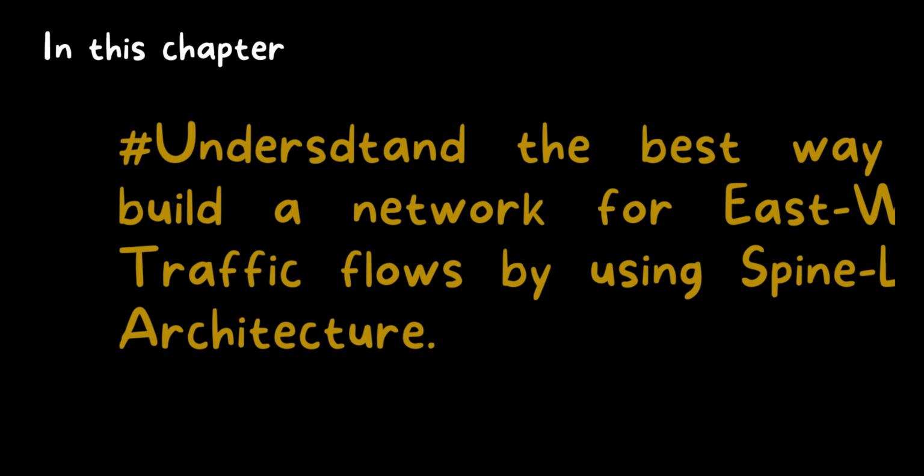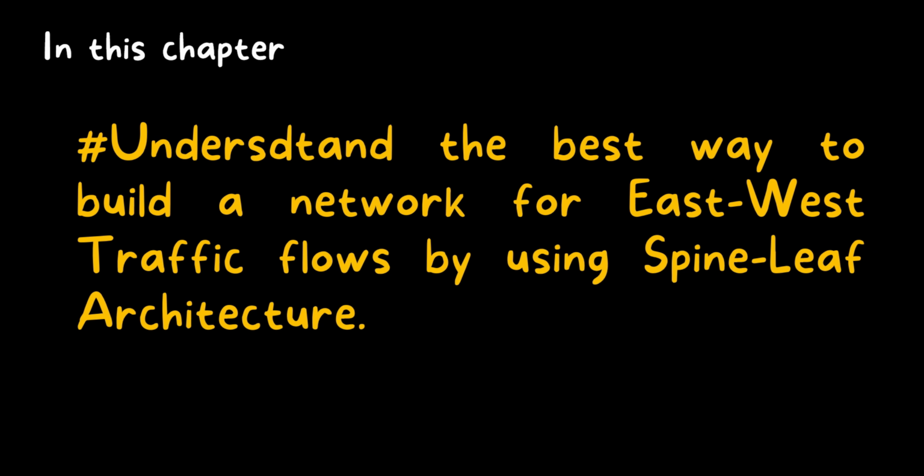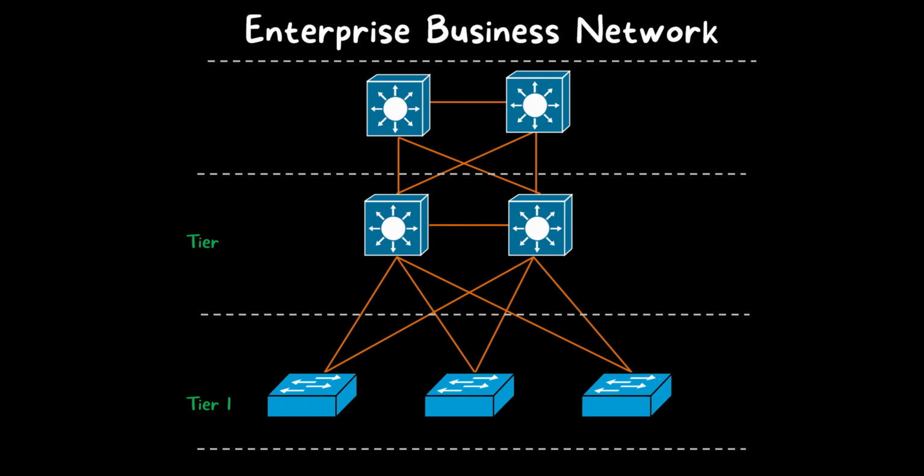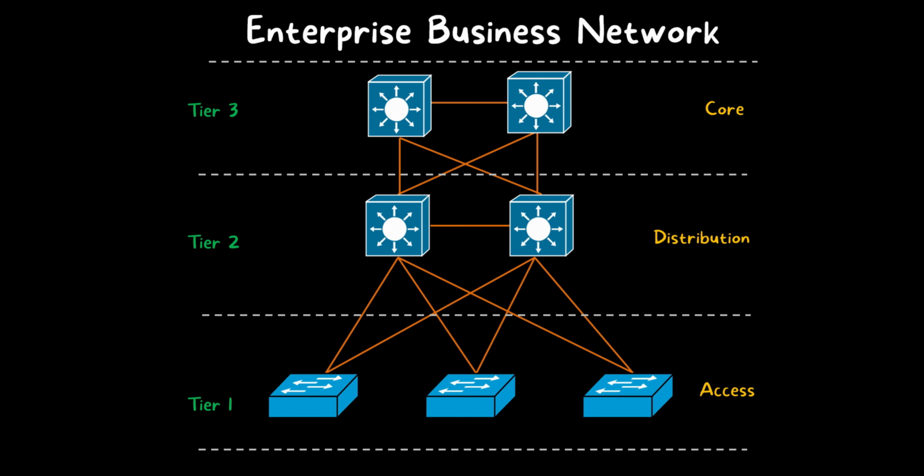In this chapter, we will understand the best way to build a network for east-west traffic flow by using spine leaf architecture. Before we talk about the data center networking concept, we need to first discuss the enterprise business networks. In the last chapter, we were talking about different enterprise business networks like Tier 2 network and Tier 3 network. If you haven't watched those videos, please watch those videos first and understand the concept before jumping to the data center networking. So a standard enterprise business network has three layers.